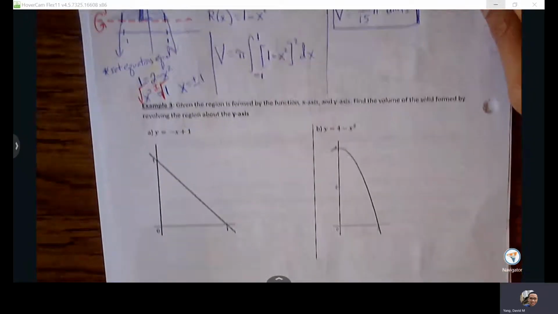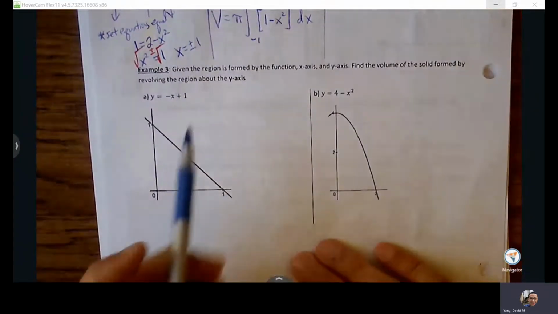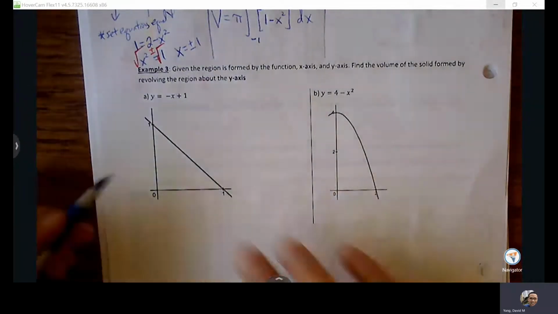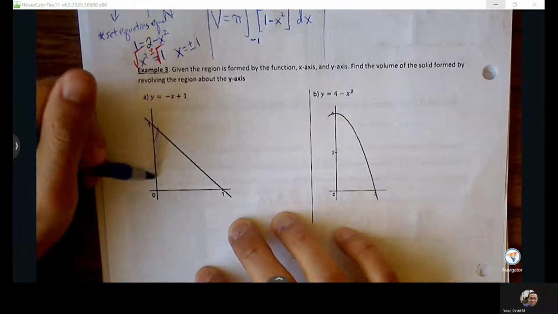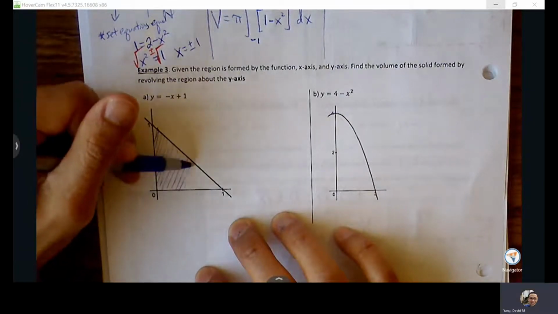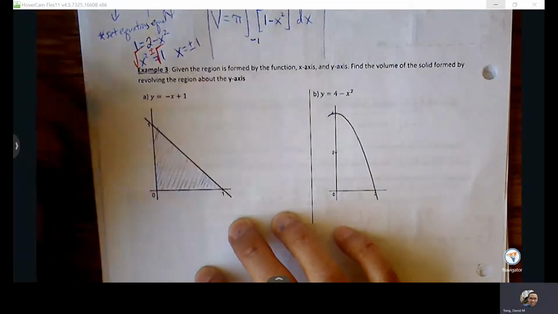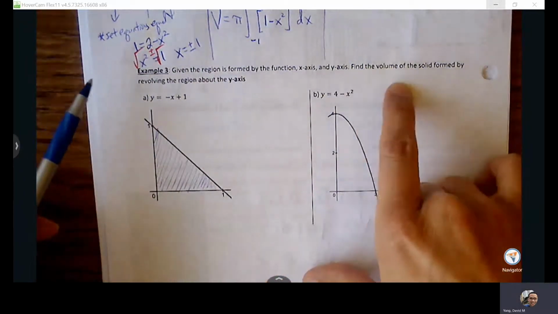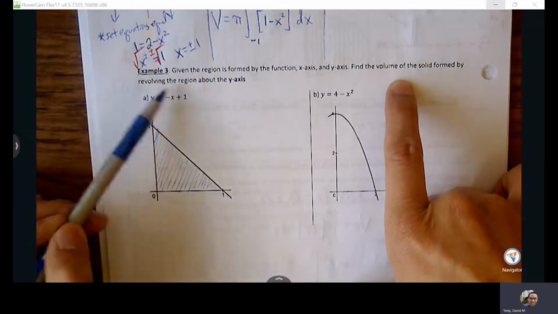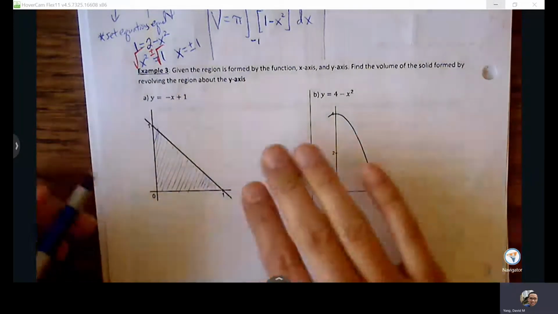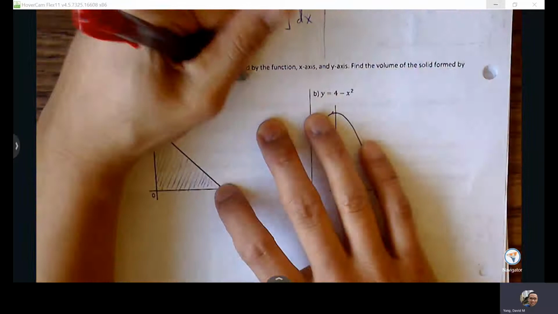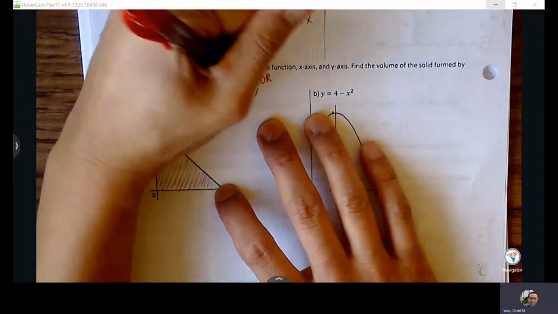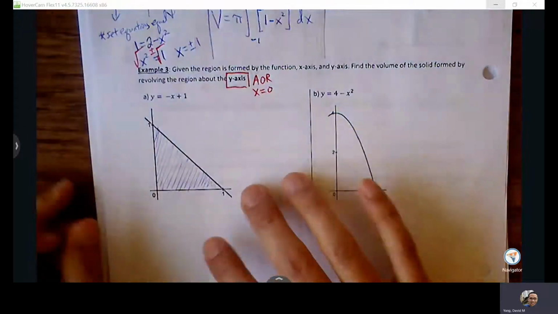Example 3. Given the region formed by the function, the x-axis and the y-axis, here's my shaded region. Find the volume of the solid formed by revolving the region about the y-axis. So now we're rotating around the vertical line. My axis of revolution is now going to be x equals 0.